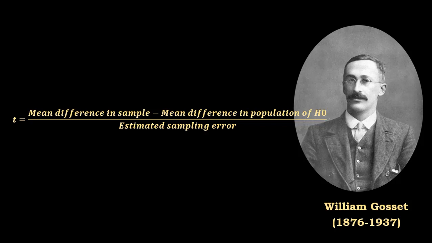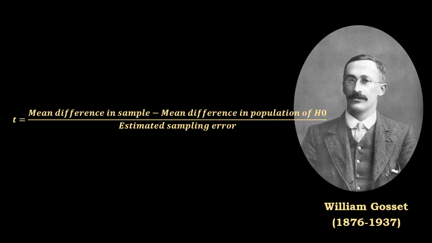And then we have to divide that by the estimated sampling error. What's this? Well, remember the sampling distribution I created. The standard deviation of a sampling distribution is called standard error. So, basically it's the standard deviation of that distribution. Now, there is a way of estimating that value, the sampling error, using the values of the sample.